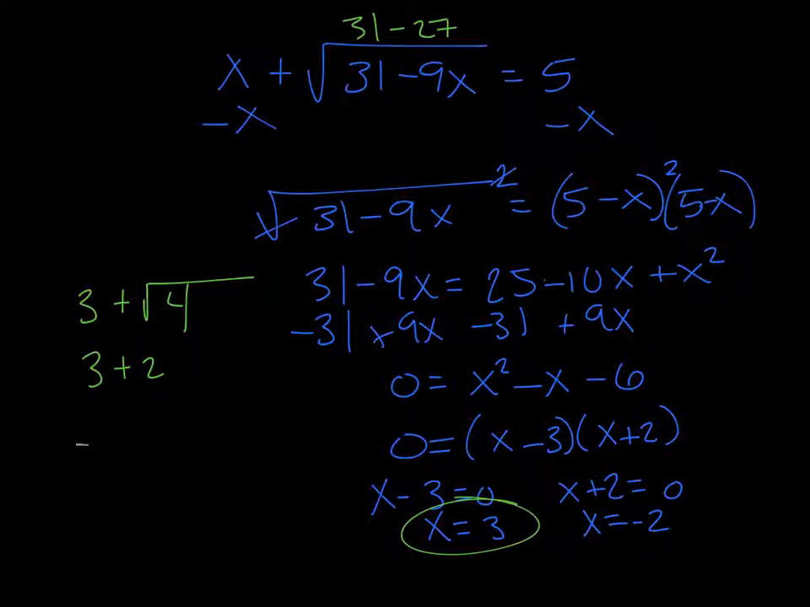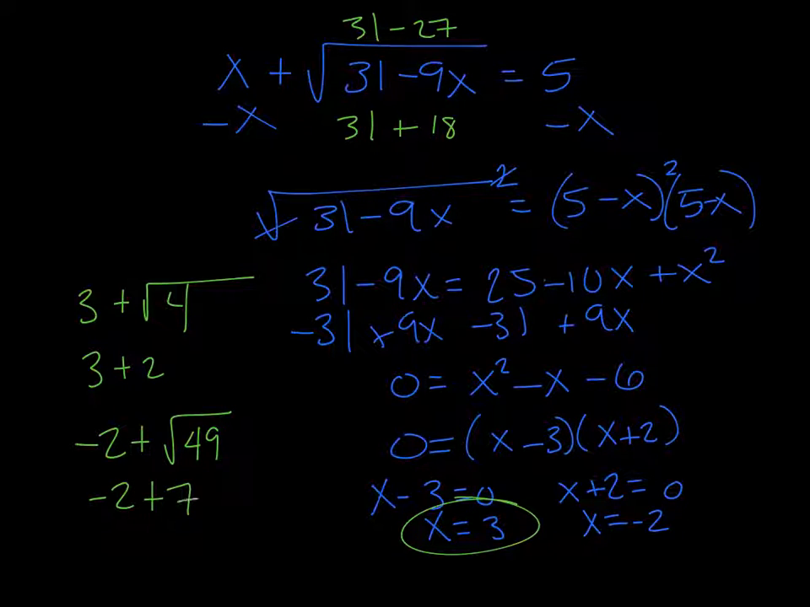Then I try the other one, negative 2 plus, if I plug in a negative 2, it'd be 31 plus 18. So that'd be the square root of 49. Am I right? Yeah. So that's negative 2 plus 7, and negative 2 plus 7 is 5. That one worked also. So this one happened to work for both of them. A lot of times one cancels out or both cancel out.